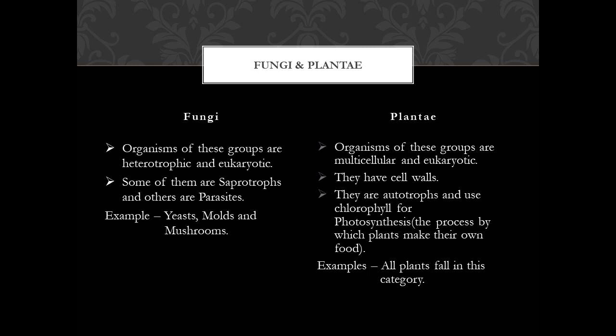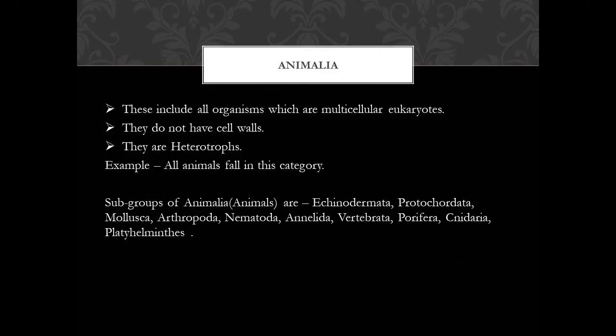Plantae. These are multicellular eukaryotes with cell walls. They are autotrophs and use chlorophyll for photosynthesis. All of these are plants. Animalia. This includes all organisms which are multicellular eukaryotes without cell walls. They are heterotrophs. There are also some subgroups of Animalia. They are Echinodermata, Protochordata, Mollusca, Arthropoda, Nematoda, Annelida, Vertebrata, Porifera, Cnidaria and Platyhelminthes.